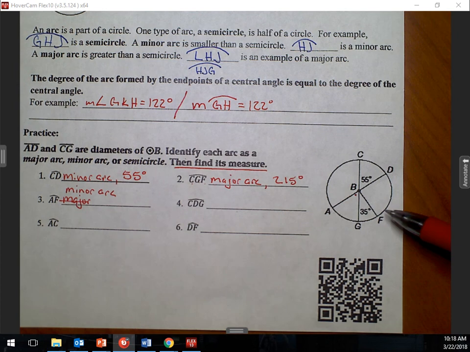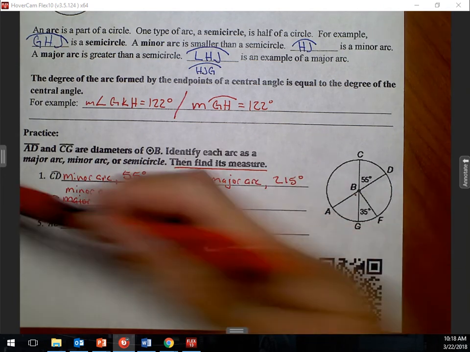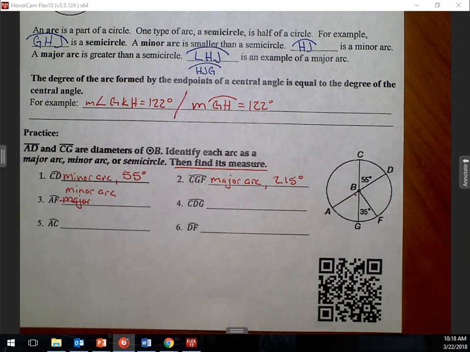Mister, doesn't a minor arc just have 2 sides? You mean 2 points? Yeah. So, we're just going through that. Yes, I talked about that yesterday.